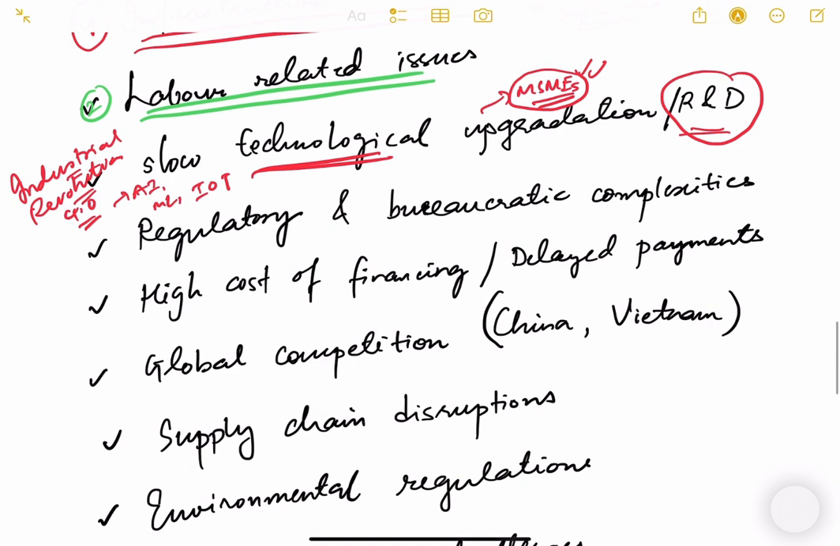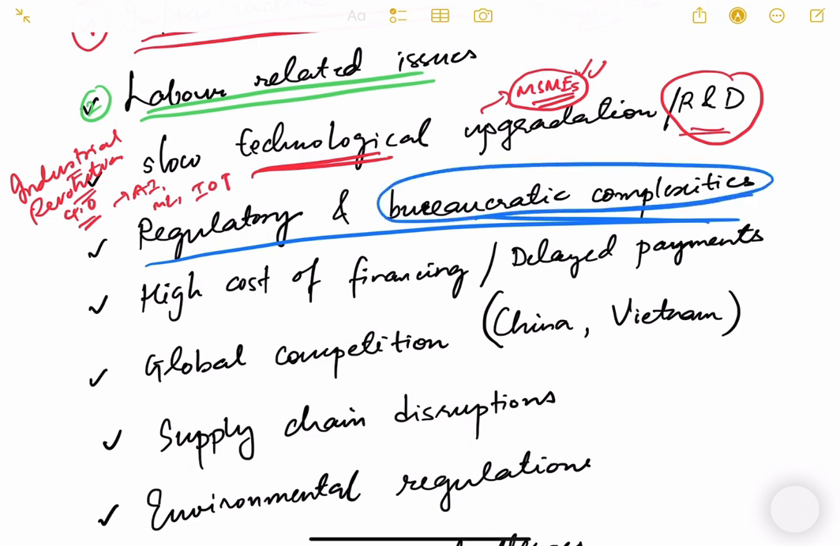The next challenge is regulatory and bureaucratic complexities. Indian manufacturers often face a labyrinth of regulations and compliances, both at the central and state government levels. Bureaucratic inefficiencies lead to delays in approvals and licensing. So we still have a lot of red tapism, although after liberalization a lot of things have changed. There is a single window clearance system, but still there are a lot of delays.